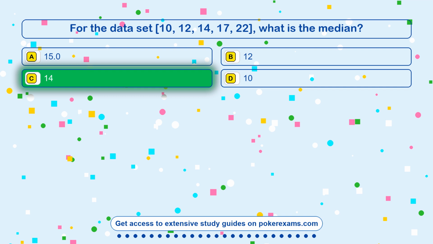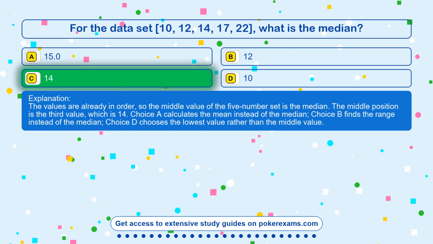The correct answer is option C, 14. The values are already in order, so the middle value of the 5-number set is the median. The middle position is the third value, which is 14. Choice A calculates the mean instead of the median, choice B finds the range instead of the median, choice D chooses the lowest value rather than the middle value.